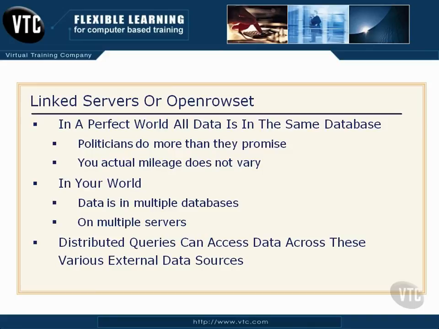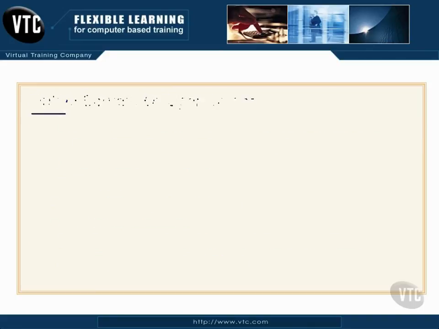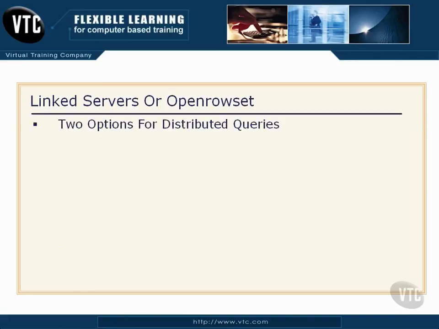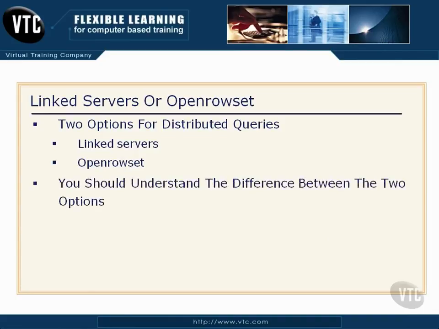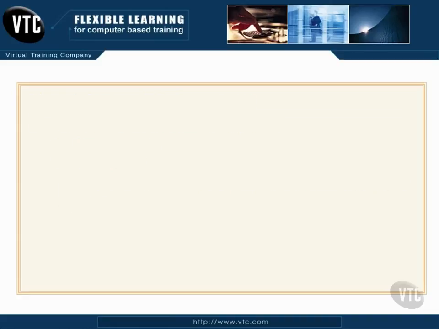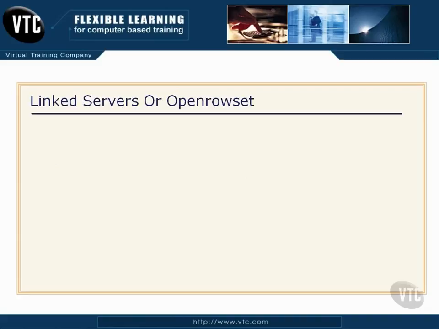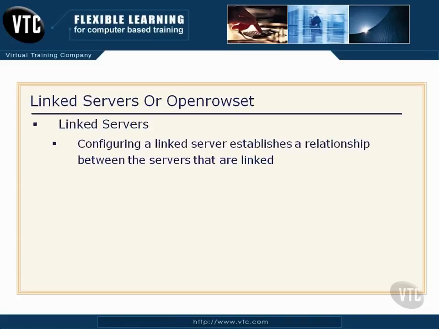And so the question becomes, which is the best way to connect to this and run distributed queries? Well, let's talk about the 2 options. You can use linked servers, which I've already talked about. If you haven't seen that video, go take a look at it. It's entitled Linked Servers. And then there is a function that's a command in T-SQL called OPENROWSET. And you should understand the difference between the 2 options because it could come into play on a question or 2.